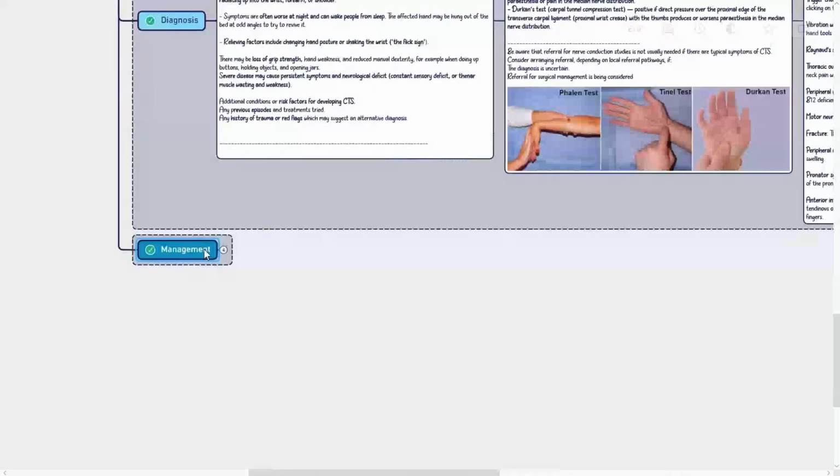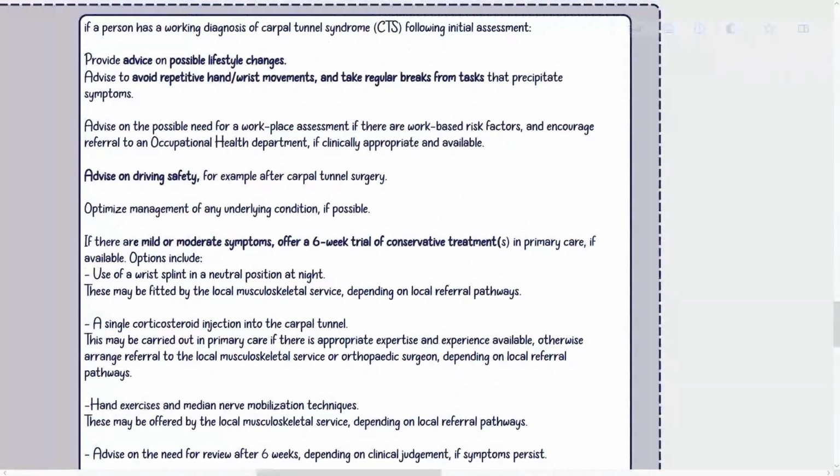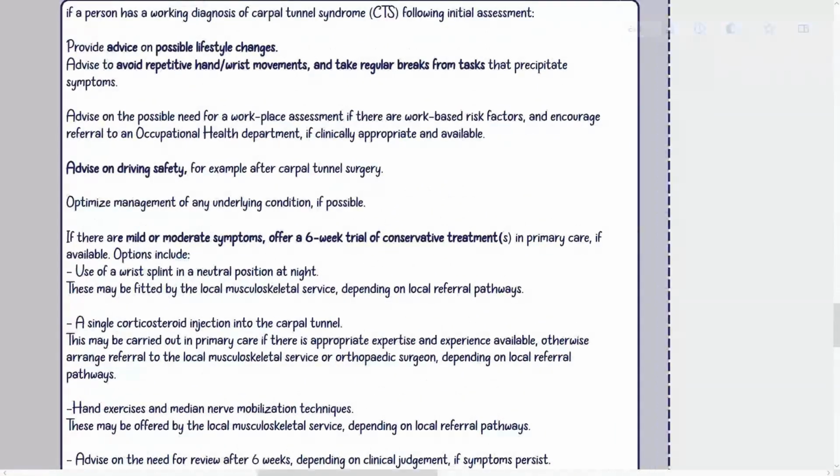Management. If a person has a working diagnosis of carpal tunnel syndrome, following initial assessment, provide advice on possible lifestyle changes, advise to avoid repetitive hand-wrist movements, and take regular breaks from tasks that precipitate symptoms. Advise on the possible need for a workplace assessment if there are work-based risk factors, and encourage referral to an occupational health department if clinically appropriate and available. Advise on driving safety, for example, after carpal tunnel surgery. Optimize management of any underlying condition, if possible.